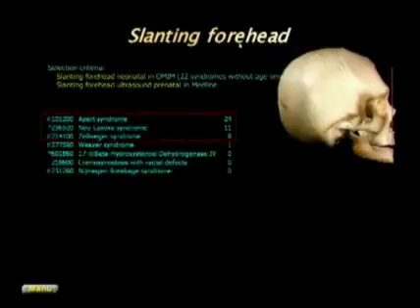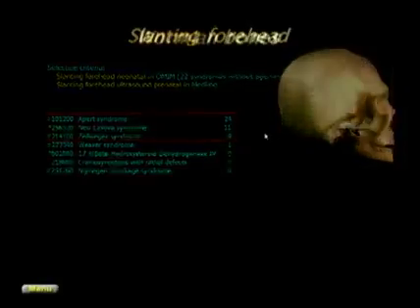Of course, if you have a slanting forehead, it means that the frontal lobes are hypoplastic, and so you're talking about lesions of the brain. Zellweger or Neu-Laxova syndrome, for instance, are forms of lissencephaly, or problems of the brain.